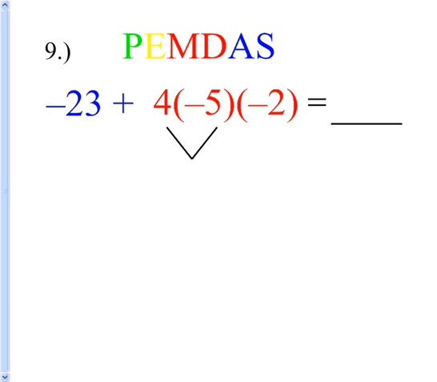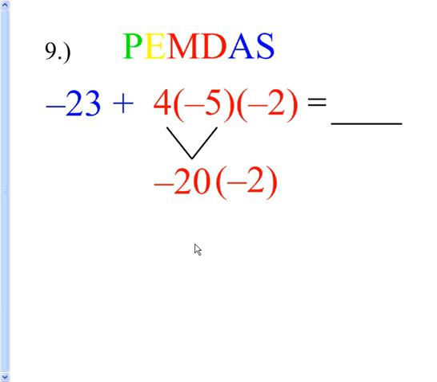4 groups of negative 5, as we talked about in the homework quiz for week number 13. 4 groups of negative 5 is going to be negative 20. 4 times 5 is 20, and if they're negatives, it's going to be a negative 20. Now, this over here, 4 times 5, is right next to a parentheses. So we're going to multiply negative 20 times negative 2.